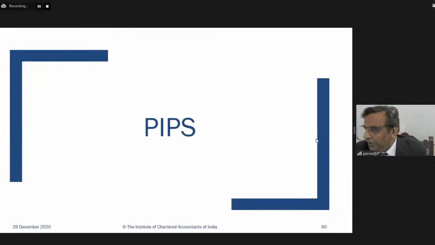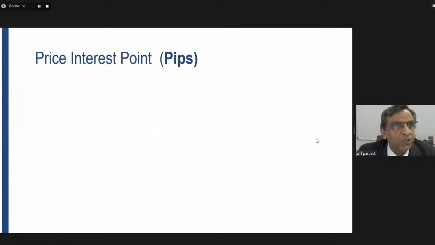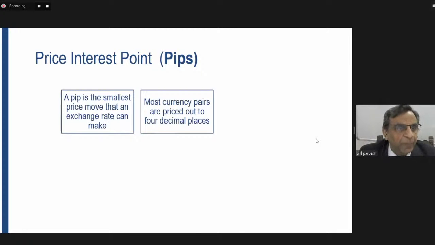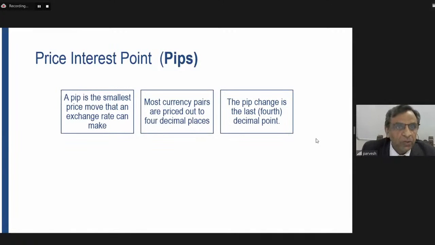So now we come to yet another concept, which is called the pips, which is also a very, very important concept. Okay. So what is the full form of pips? Price interest points, pips. So here, basically, pip is the smallest price move that an exchange rate can make. So the smallest change happening to the foreign currency rate is called the pip. Now, most currency pairs are priced out to 4 decimal places. Okay, so it will have like $1 is equal to say 73 or 74.4526. So it's up to 4 decimal places. Okay, so the pip change is the last decimal, the 4th decimal point.